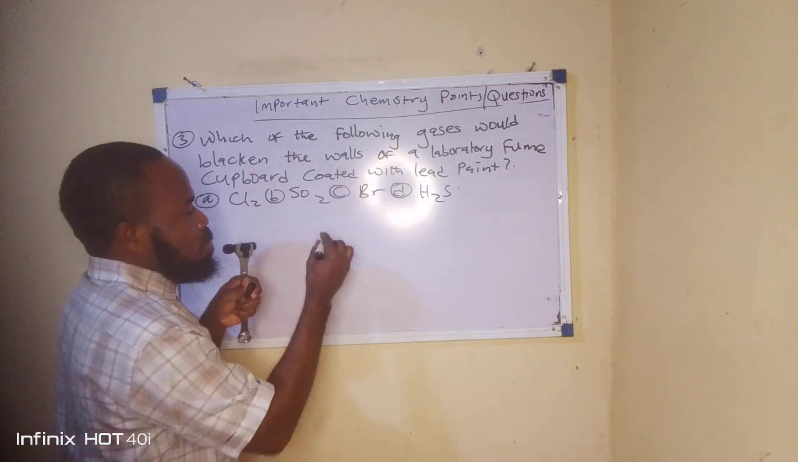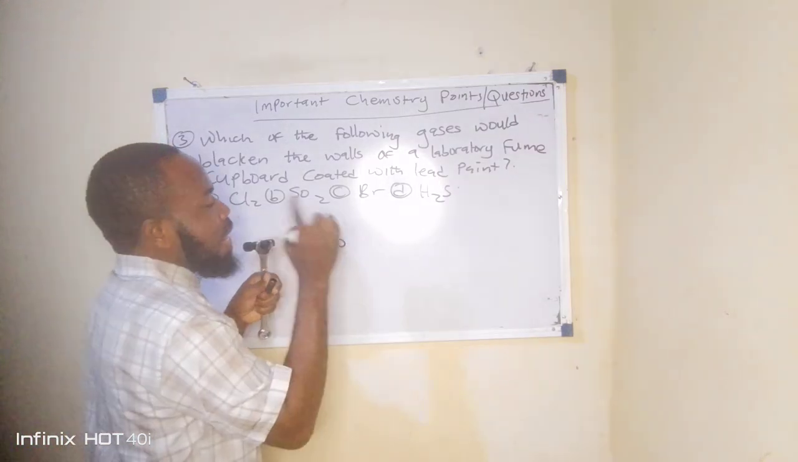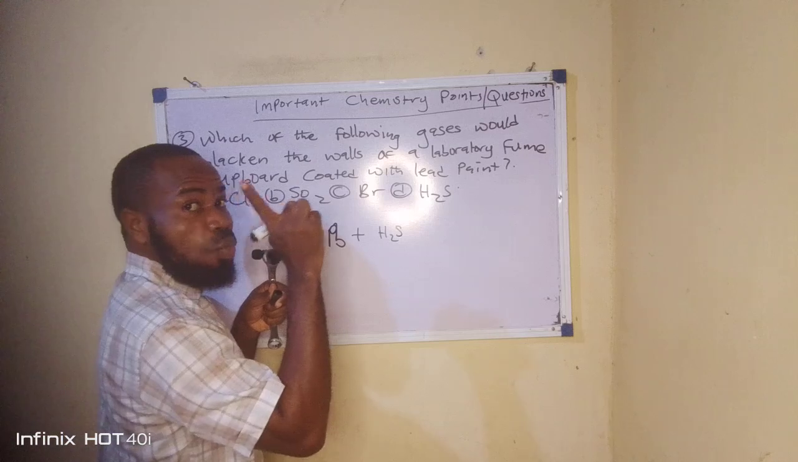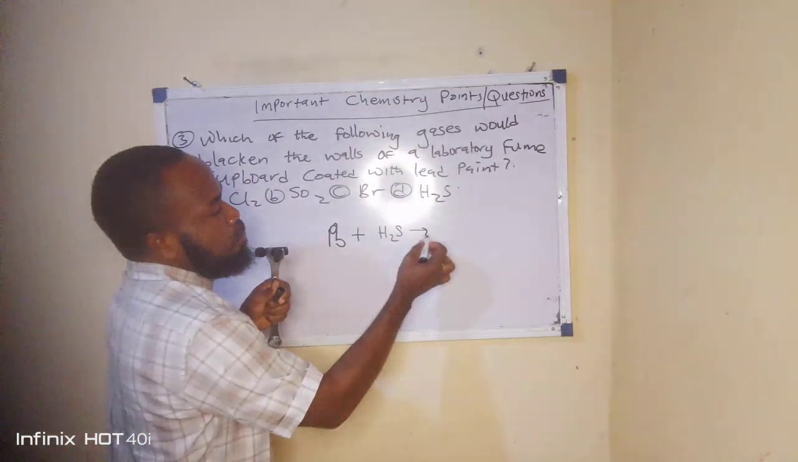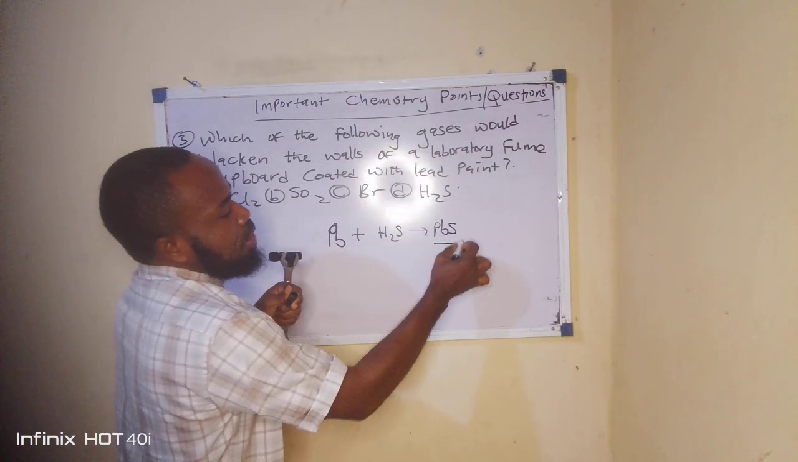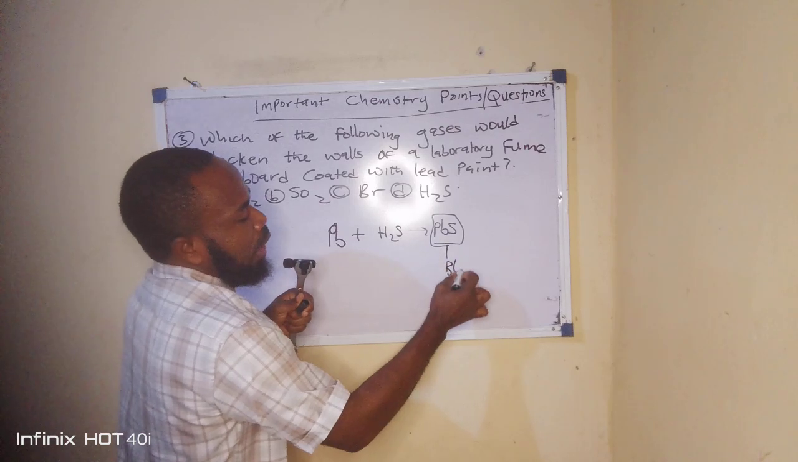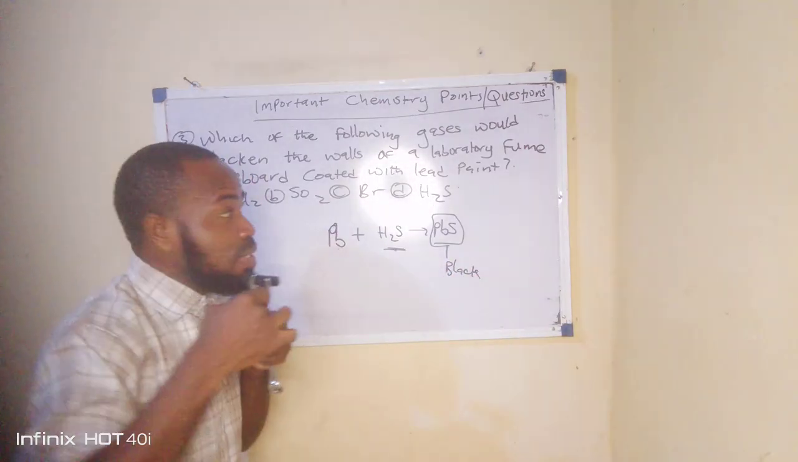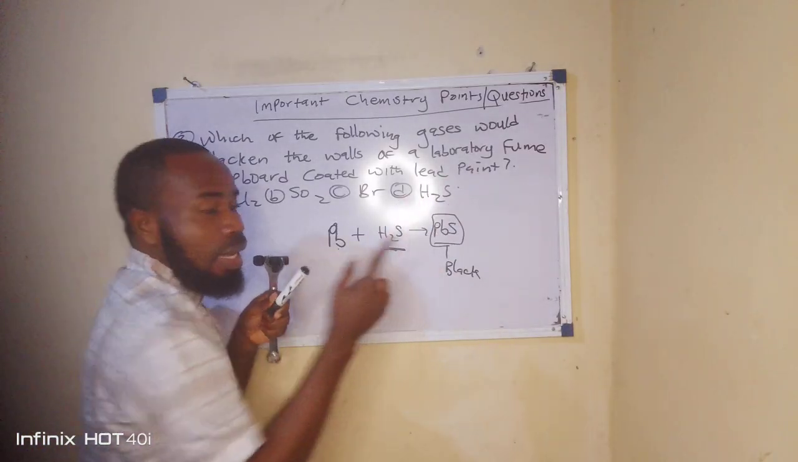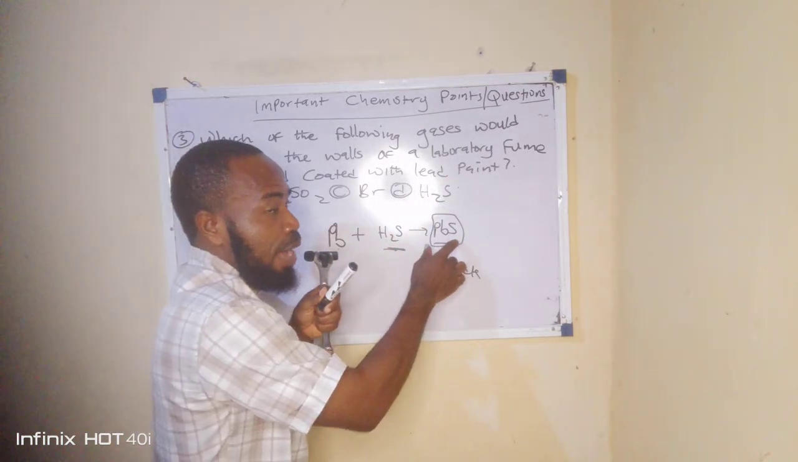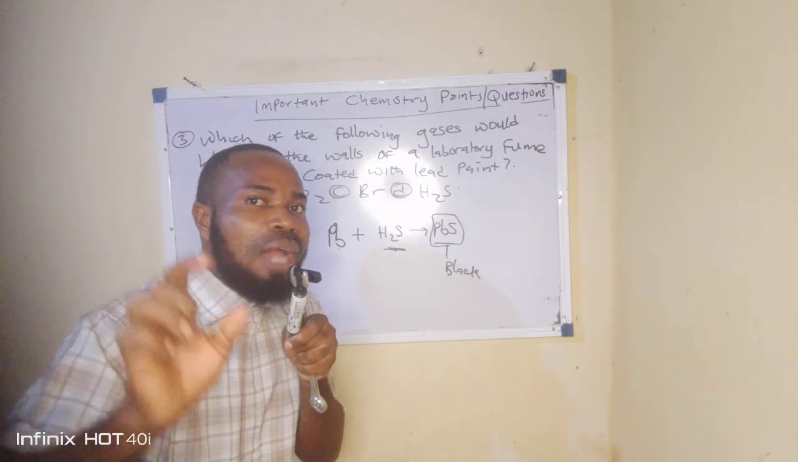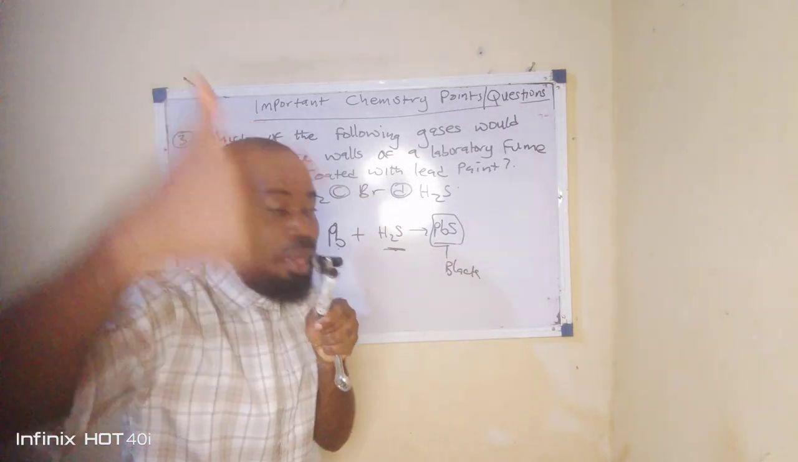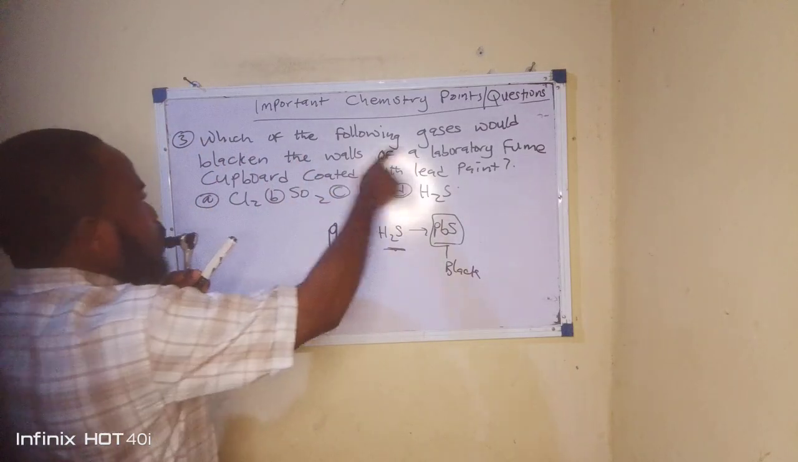Now lead is Pb. When lead reacts with hydrogen sulfide, look at what's going to happen. It will form lead sulfide. Now this sulfide is black. So this is the gas that turns the wall painted with lead paint black, because of the formation of lead sulfide. So when hydrogen sulfide reacts with lead to form lead sulfide, that's what makes the wall become black. So they are saying, which of the following will blacken the wall.